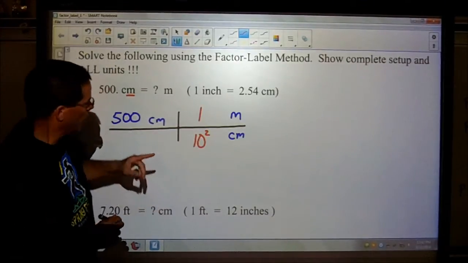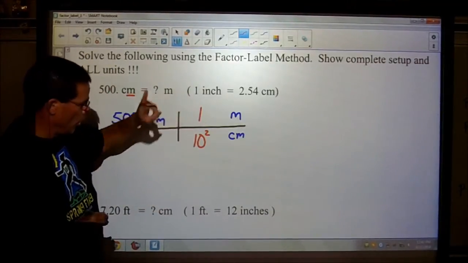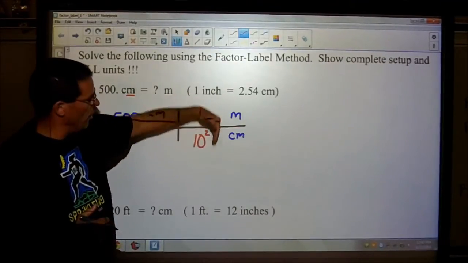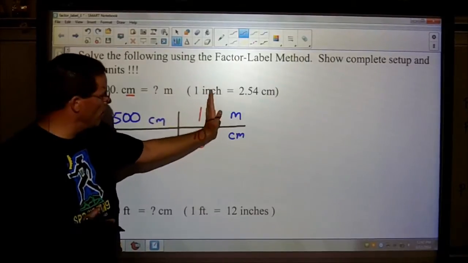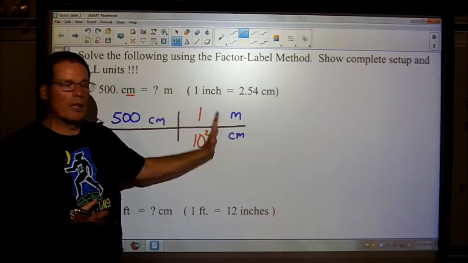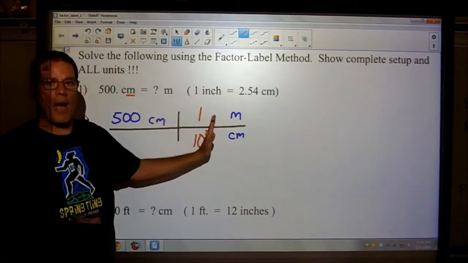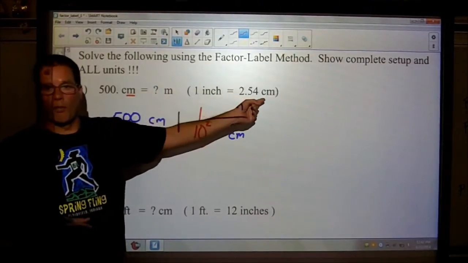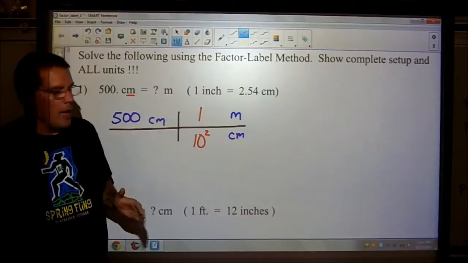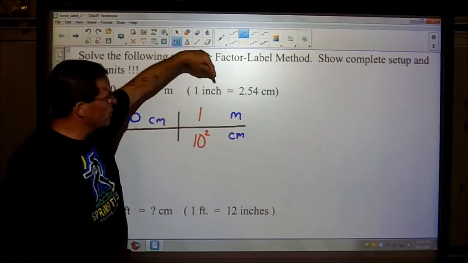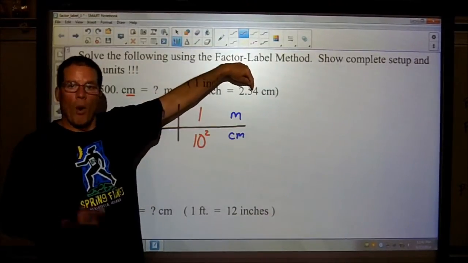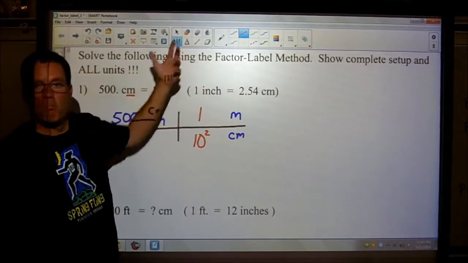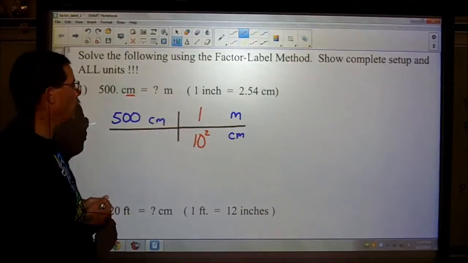Also, what you can look at is, in 1 meter, there are 100 centimeters. So anything that we have above or below a value here, they're equal. That's the equivalent value, or a conversion. In other words, like I have on here, 1 inch is equal to 2.54 centimeters. Well, we're not using that in this problem, but 1 inch does equal 2.54 centimeters. Or if I had 2.54 centimeters, that's equivalent to 1 inch. So it's a conversion, it's an equivalent.